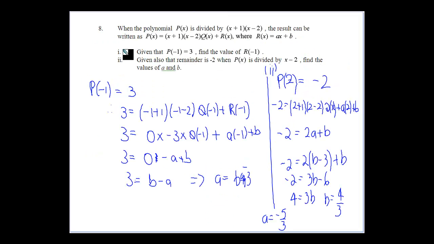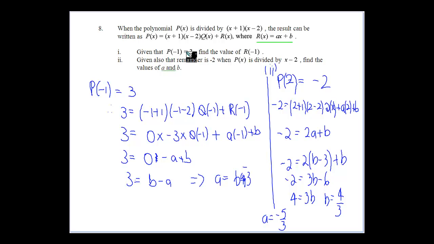In question 8, we've got a polynomial divided by x plus 1, x minus 2. We can write our equation like that. Now, that's our division transformation, because it divides by that quadratic, gives us Q(x) and R(x). And R(x) could be in the form of a linear function, because your divisor is a quadratic, so the remainder could be a linear function.